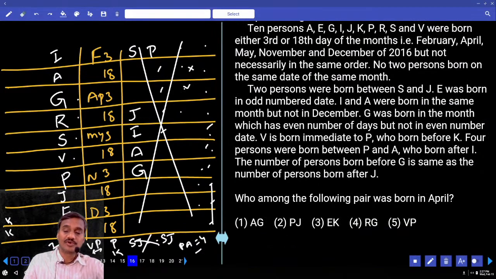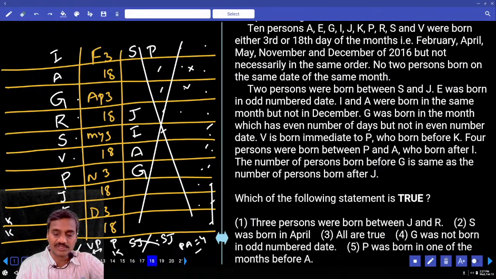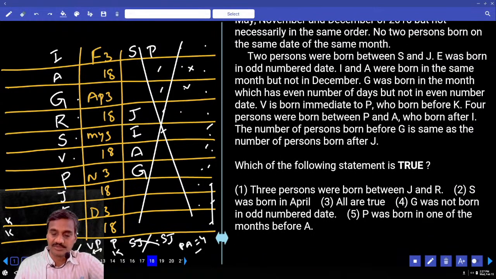Then who among the following pair was born in the month of April? G and R, choice 4, question number 16. And K was born in which of the following month and date? K was born on December 18th, choice 2.